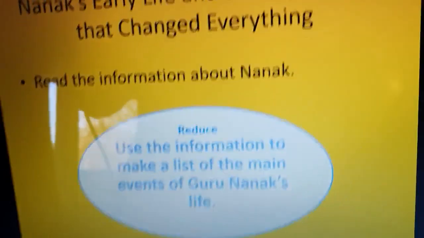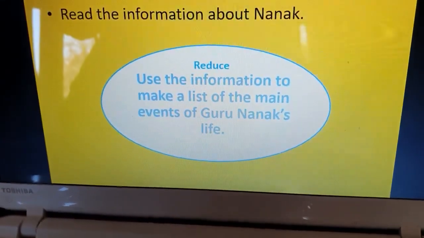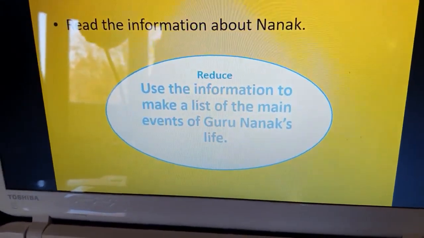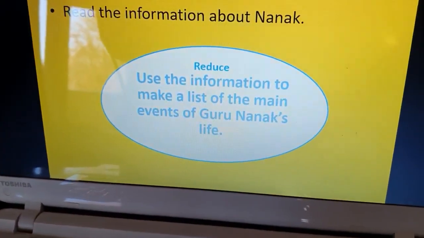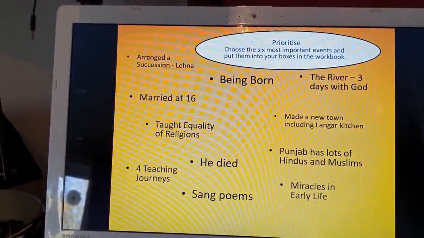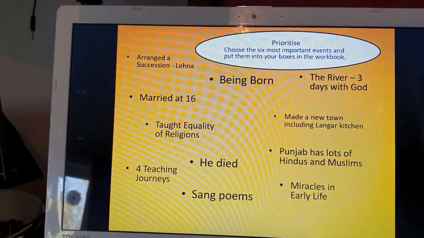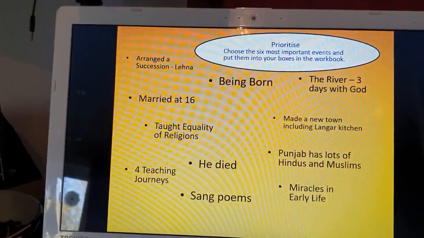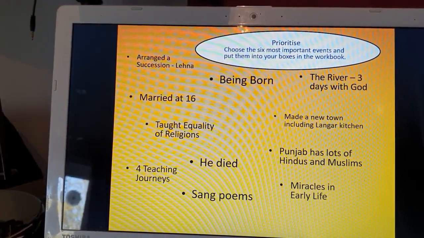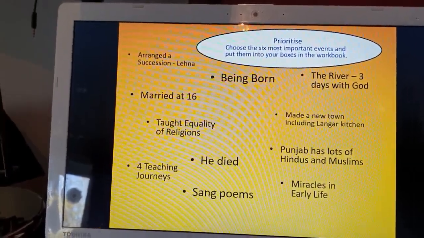Excellent. So now what you've got to do is use the information that we've just learnt about and make a list of the main events of Guru Nanak's life. When you flick on the PowerPoint, you'll see that the next activity is to prioritise and choose what you think are the 6 most important events of Guru Nanak's life and put them into your boxes in the workbook or on a random bit of paper, whichever you've got. I doubt many of you brought your workbooks home with you, so don't worry about it and just do it on a bit of paper.